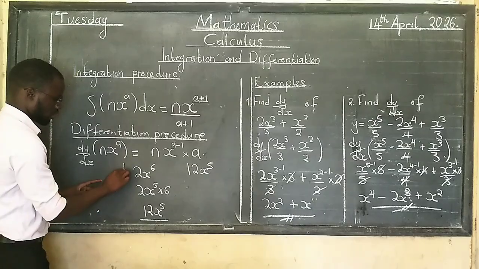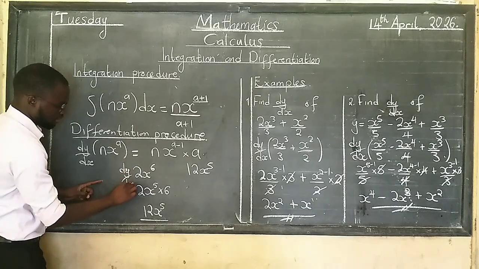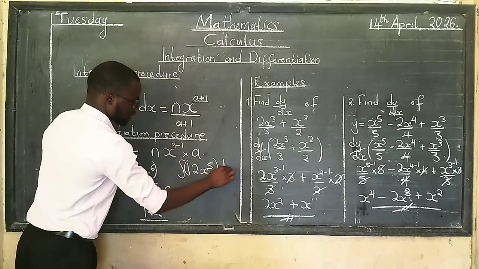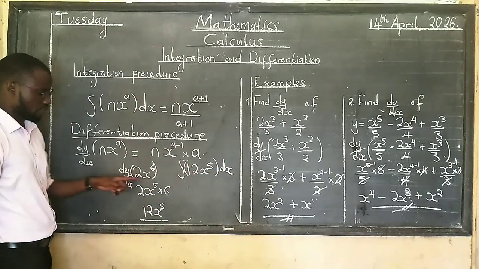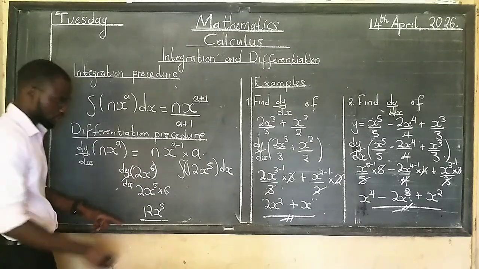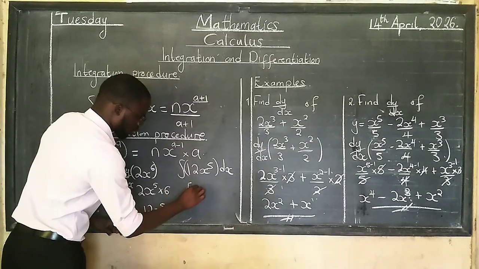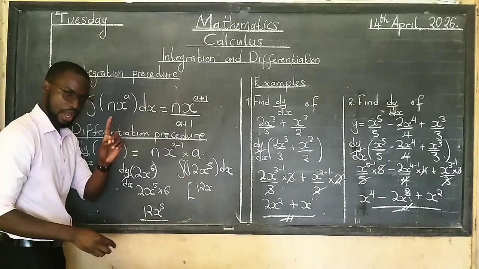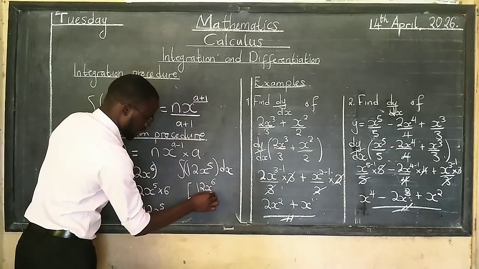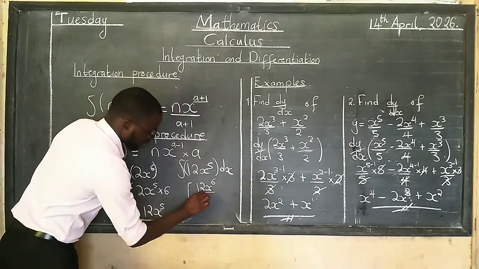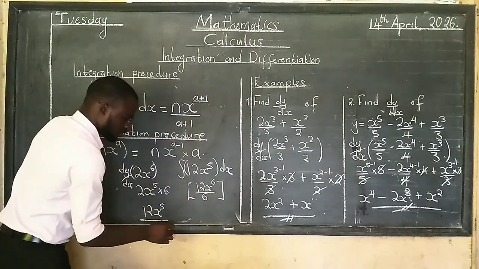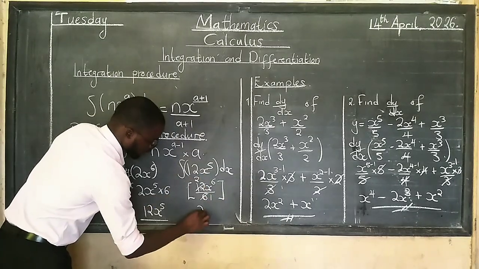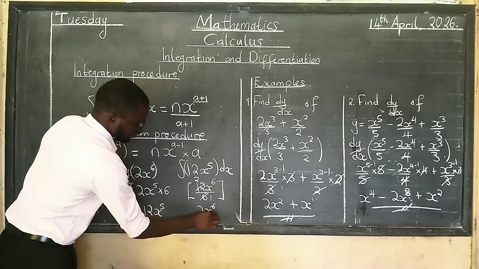Integrating this. So here we found dy dx of this. Integrating this answer should give us 2x to the power 6. Let me show you. So this will be the 12 as it is, the x as it is. Then for the 5, we add 1. So 5 plus 1 will be 6. Dividing everything by the new power, 6. This is going to give us this 1, this 2. 2x to the power 6.